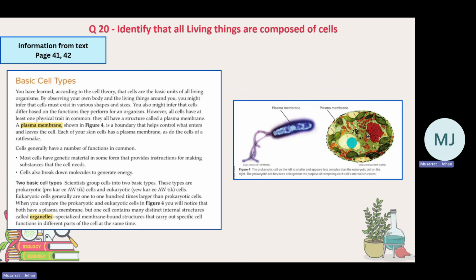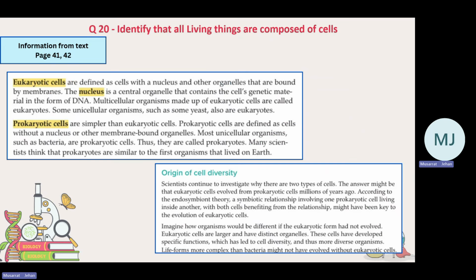Eukaryotic generally are larger than the prokaryotic cells. When you compare them, this will be larger. Both have plasma membrane, but this has other structures inside which are called the organelles, but here there are no organelles. They have membrane bound structures which are called organelles, but here no. They carry on different functions in the cell. So eukaryotic cells have a nucleus. Main thing, they have a nucleus and other membrane bound organelles. Nucleus is the central organelle. It has the genetic material, the DNA.